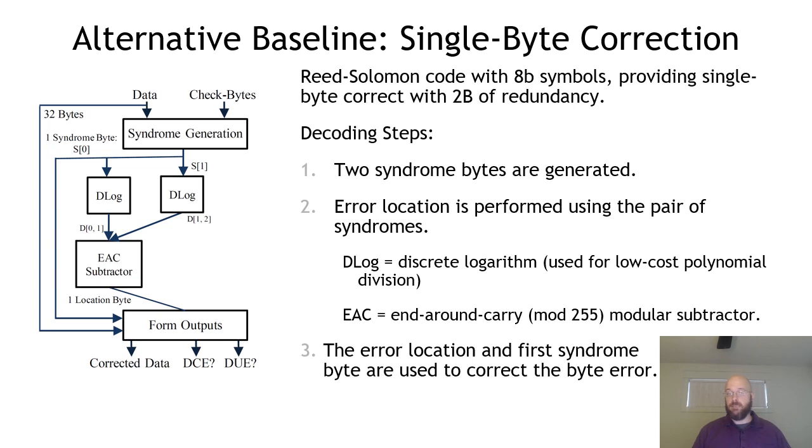An alternative baseline we consider is to perform single byte correction using a Reed-Solomon code with 8-bit symbols. This can provide single byte correction using 2 bytes of redundancy. The decoding steps for this alternative baseline are as follows. First, 2 syndrome bytes are generated using fully parallel Galois field multipliers. Next, error location is performed using the pair of syndromes. This can be done efficiently in the case of single symbol correction using discrete logarithm logic and a modular subtractor. Finally, the error location and the first syndrome byte can be used to correct a single byte error.